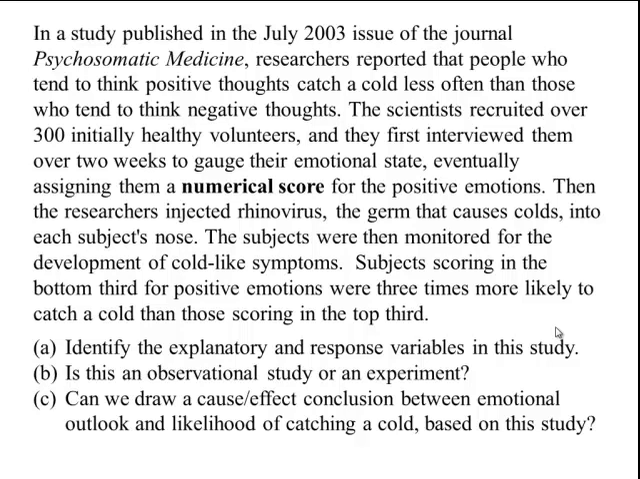Subjects scoring in the bottom third for positive emotions were 3 times more likely to catch a cold than those scoring in the top 1/3. Okay, Part A. Identify the explanatory and response variable. The explanatory variable would be the numerical score for the positive emotions. The response variable would be if they catch a cold or not.